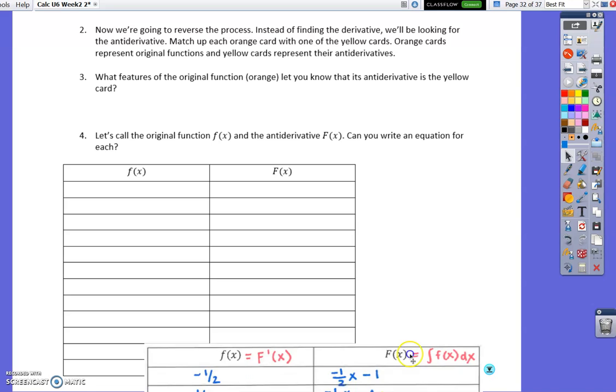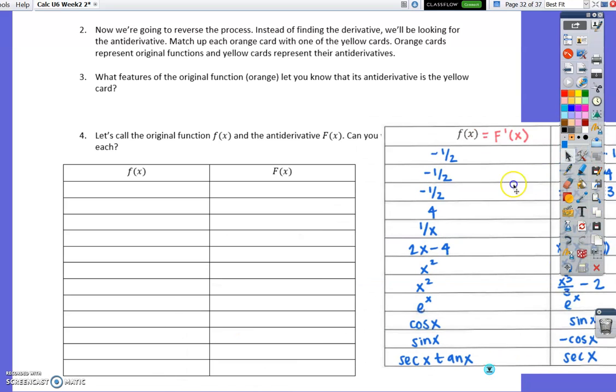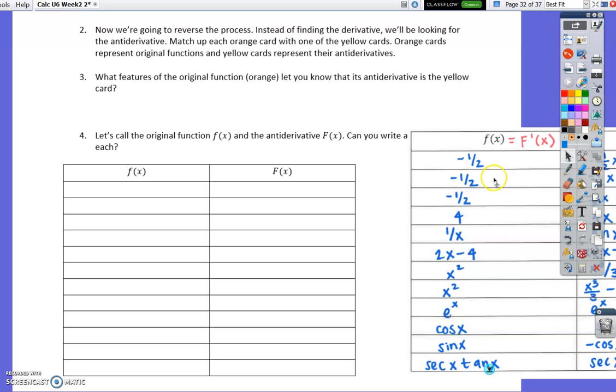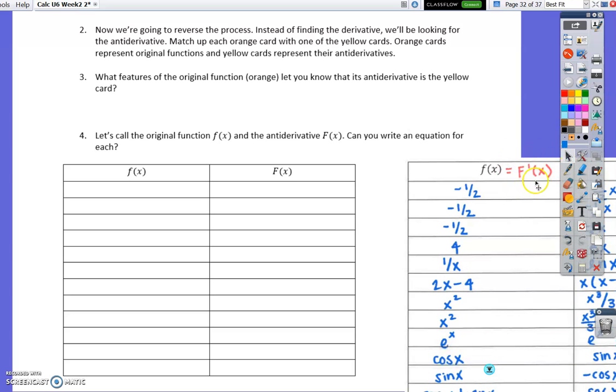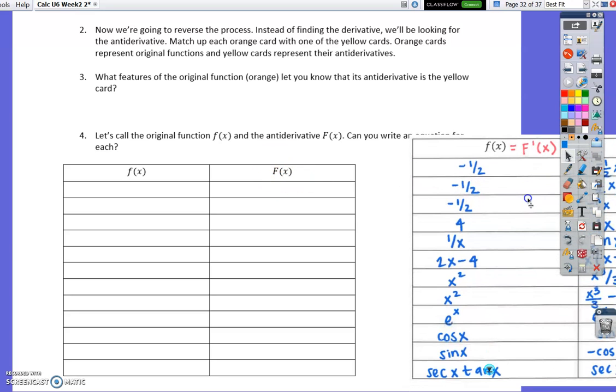But once you've done that, write the equations. We're going to call the original functions f of x, or f, which is capital F prime. And then we have f here. And so that idea of writing the equations, we've got 3 different equations that are just negative 1/2, one that is positive 4, one that's 1 over x. And so these are the original equations, and can you come up with the others?